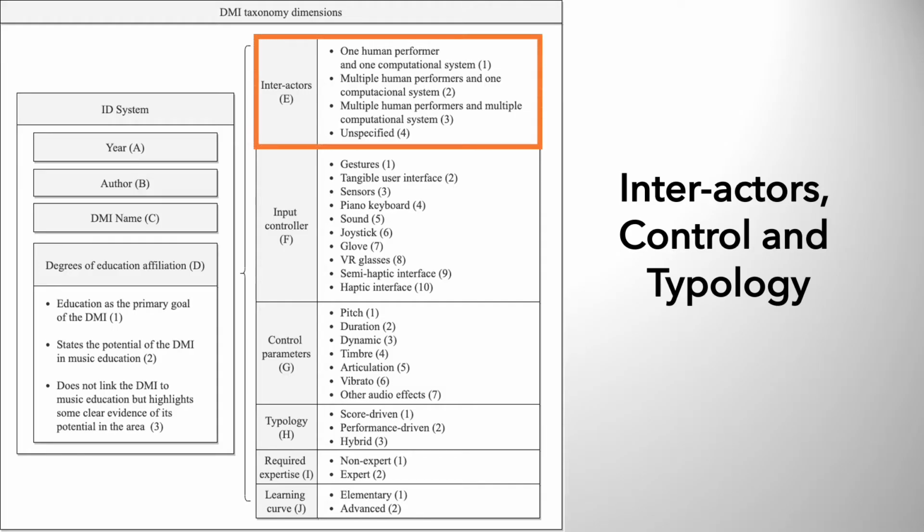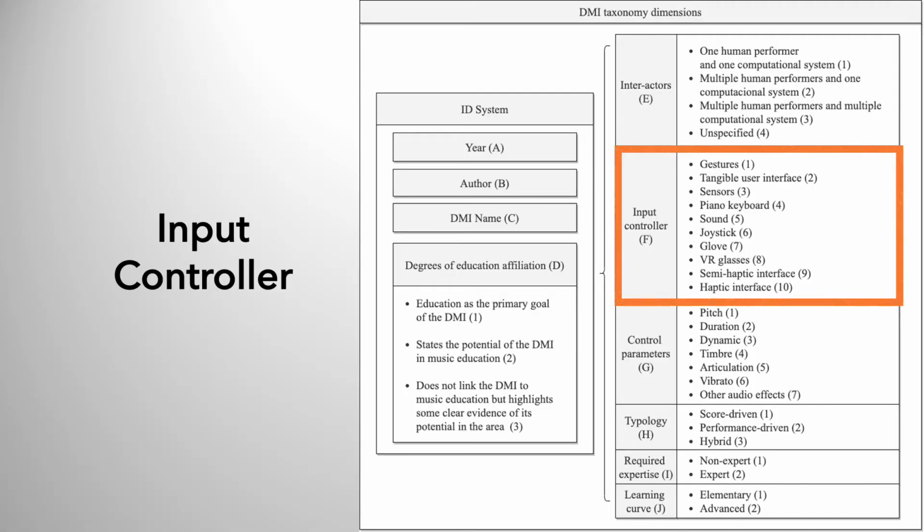Interactors define the agents involved in a performative ecology using a DMI, and it can adapt three categories: one performer and one computational system, multiple performers and one system, and multiple performers and multiple computational systems. Interaction input control can assume three categories: a physical controller, transparent embodied gestures, and audio. Physical controllers include, for example, gloves, joysticks, keyboards, gamepads, or mobile phones.